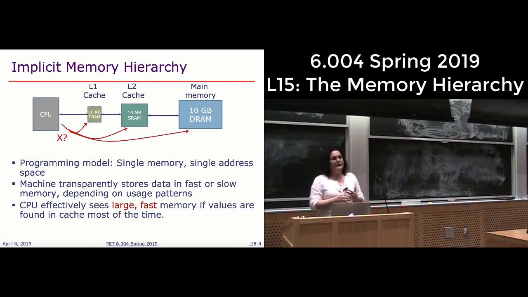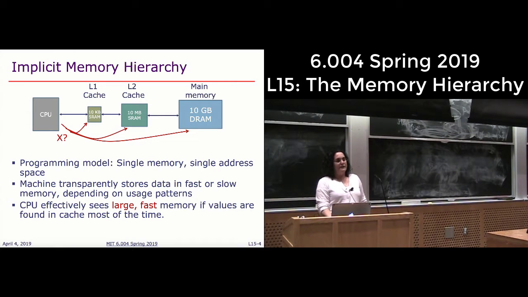But what we really care about is that what the CPU effectively sees with this implicit memory hierarchy is that it appears to the CPU like it has a large and fast memory, which is exactly what we were trying to achieve, okay? And we call these intermediate levels cache, and we can have multiple levels of cache. Here we call them a level 1 cache, a level 2 cache, you can have level 3, and so on. And then eventually we get to our main memory.